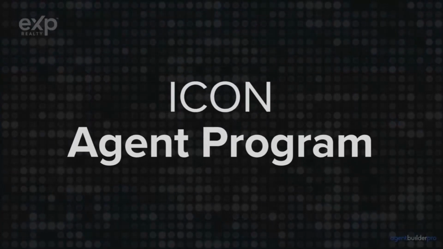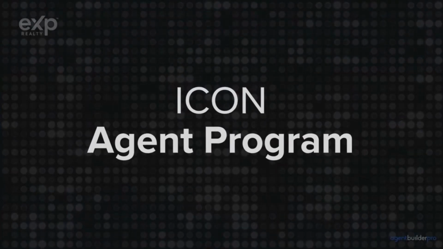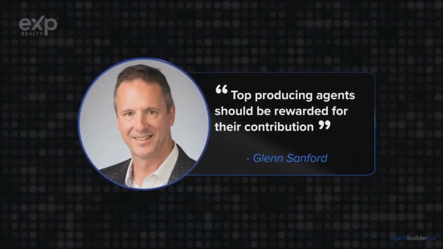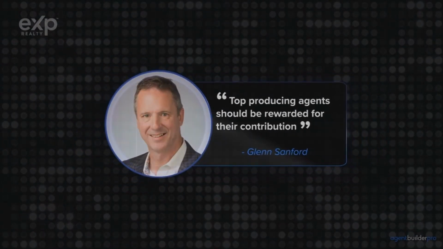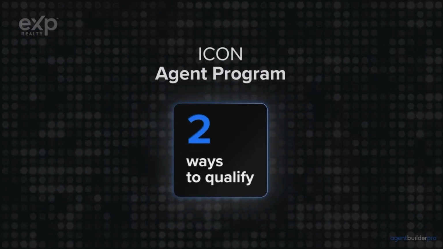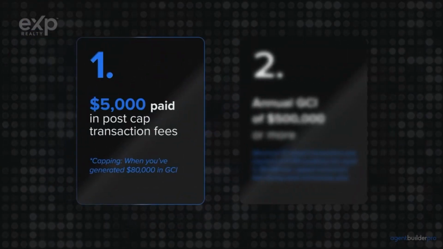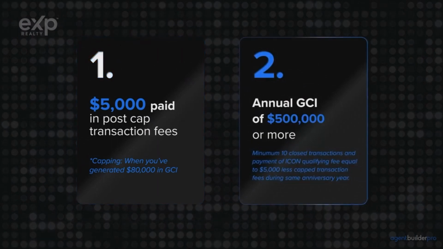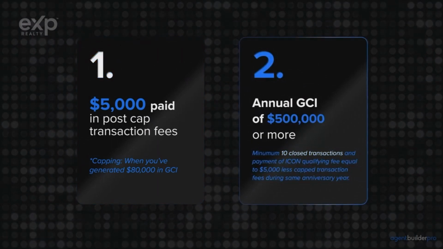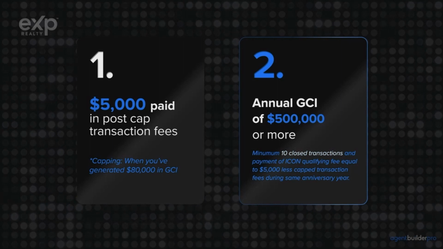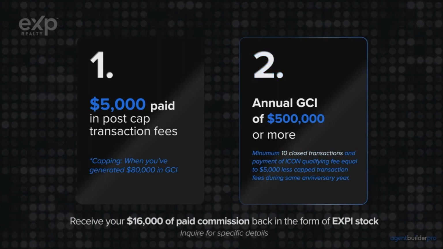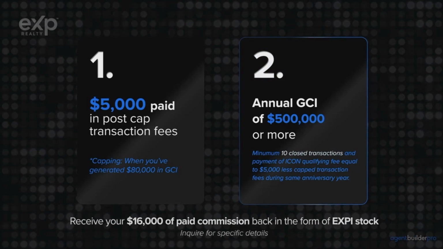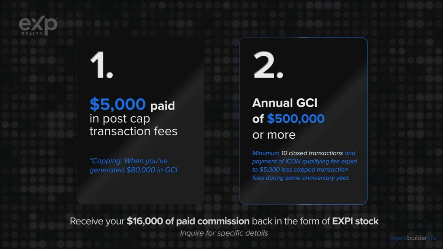EXP's Icon Agent program is unmatched within the industry. Our founder, Glenn Sanford, strongly believes that top-producing agents should be rewarded for their contribution. There are 2 ways to qualify for Icon status: $5,000 paid in post-cap transaction fees, or $500,000 annual GCI with a minimum of 10 closed transactions. When you achieve Icon status, you'll receive 100% of your cap that you paid to EXP back in the form of company stock, essentially putting you at a 100% commission split.